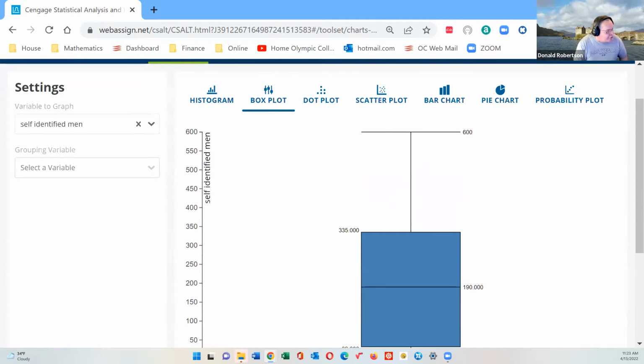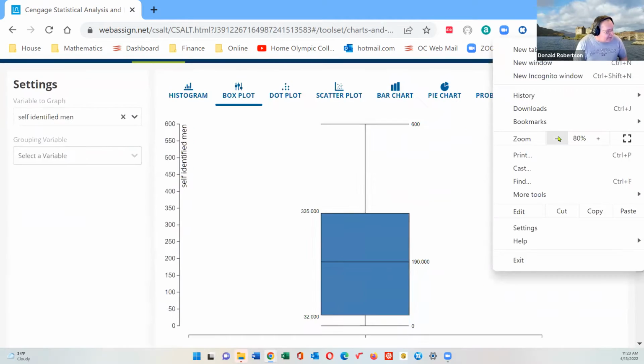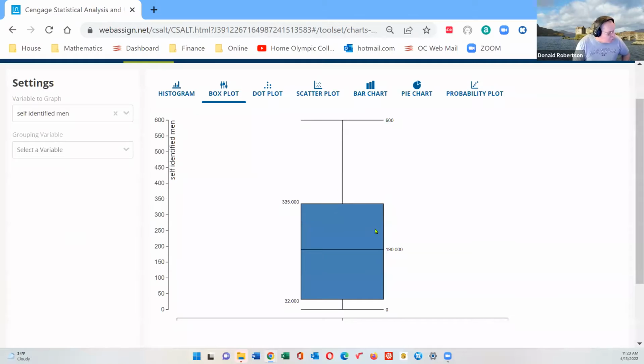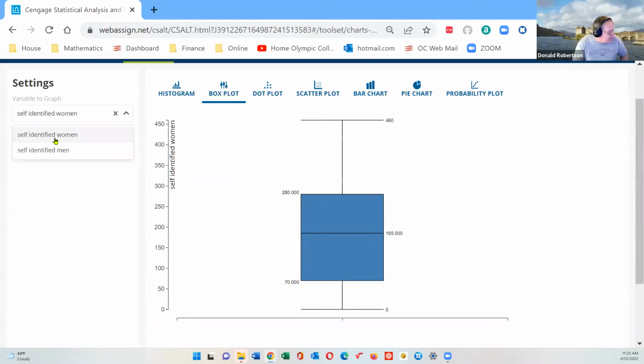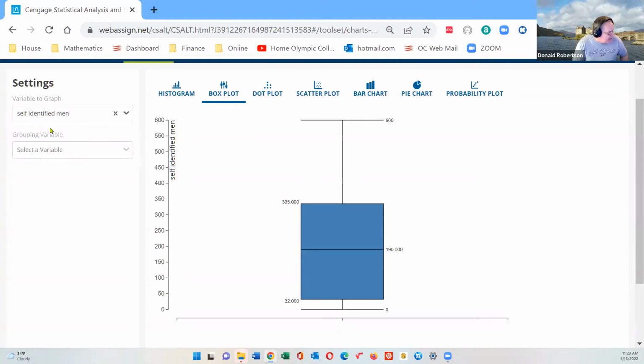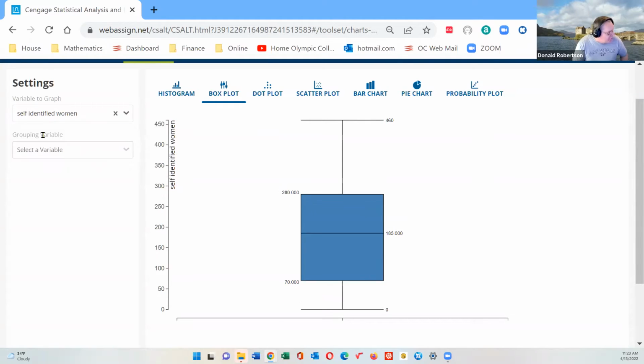I'll try and shrink this back. There. Now, watch that shape. Men, women. Men, women. Can you see that there's a little movement between the two? But they're pretty close to each other, aren't they? So I would say that there is little difference.